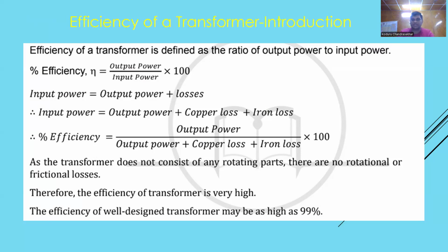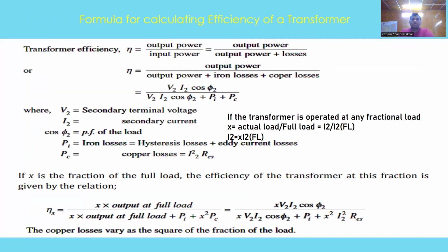as 99%. So the formula for calculating the efficiency of the transformer, eta is equals to output power divided by output power plus iron losses plus copper losses, which is equal to V2I2 cos phi 2 divided by V2I2 cos phi 2 plus iron losses plus copper losses. So Pi and Pc are iron losses and copper losses respectively. V2 is the secondary terminal voltage, I2 is the secondary current, cos phi 2 is the power factor of the load.